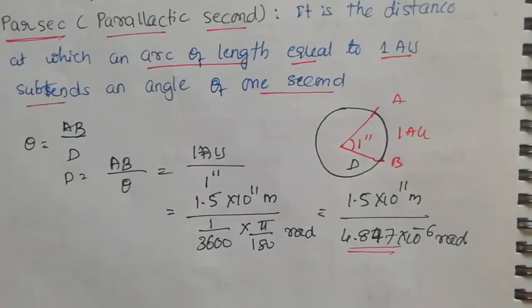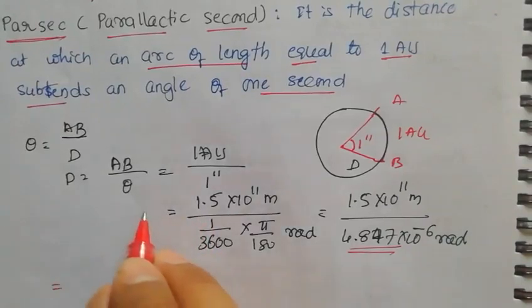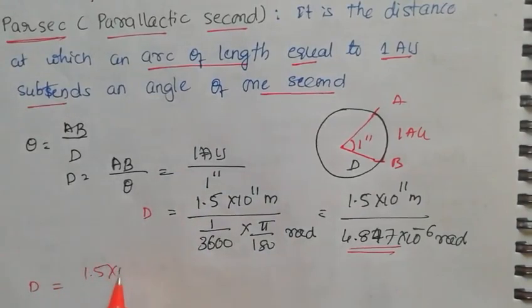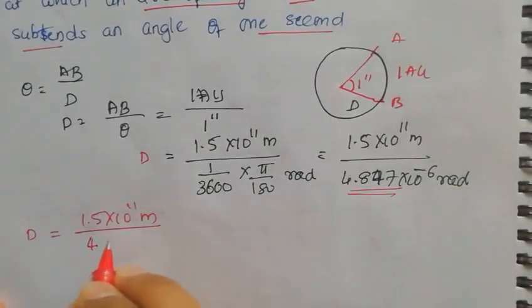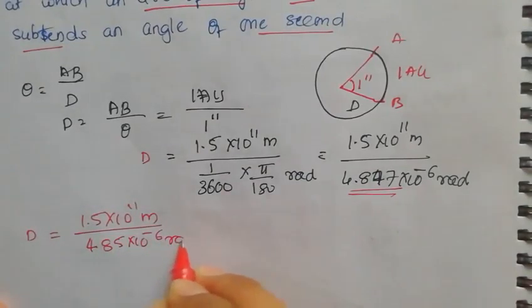This is the answer you get. 1 parsec equals 1.5 into 10 power 11 meter divided by 4.847 into 10 power minus 6 radian. That is the distance we are calculating. So the distance, making an approximation, is equal to 1.5 into 10 power 11 meter divided by 4.85 into 10 power minus 6 radian.